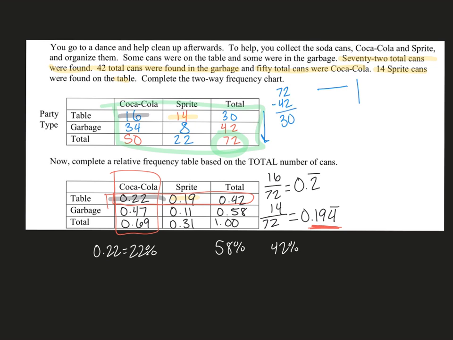And if we were a commercial, I guess we could see how many kids prefer Coke over Sprite. We see that 69% of the kids drank Coke, whereas only 31% of the kids had Sprite. Just something to keep in mind.